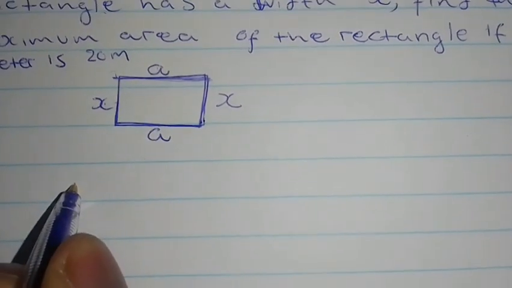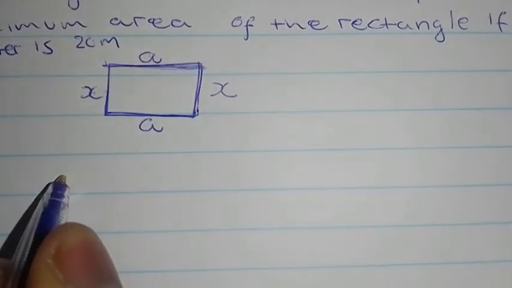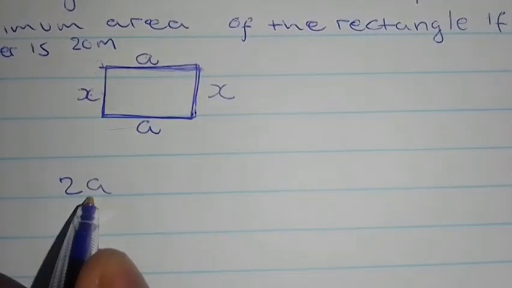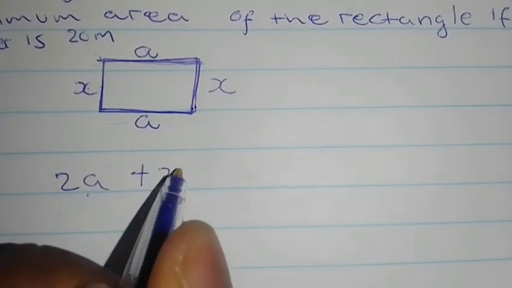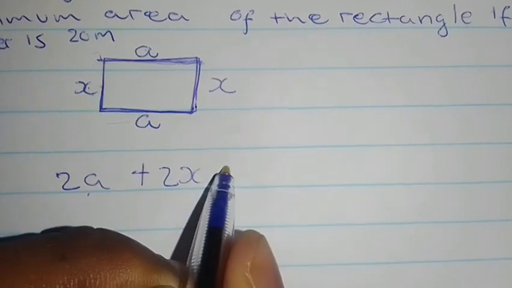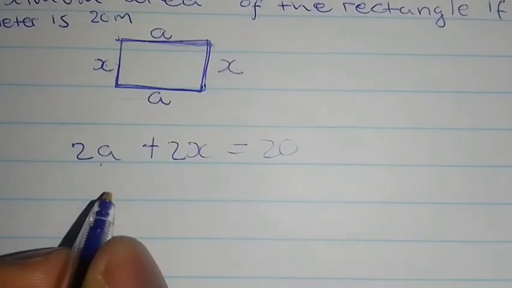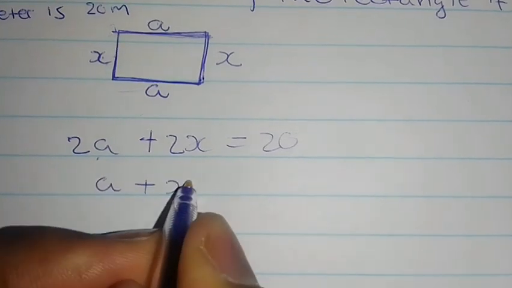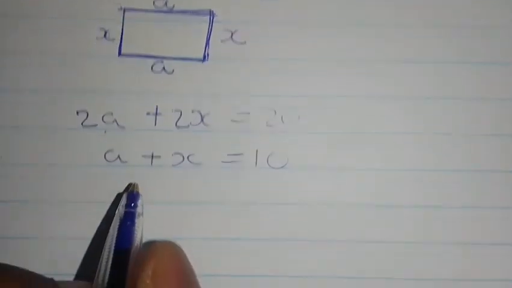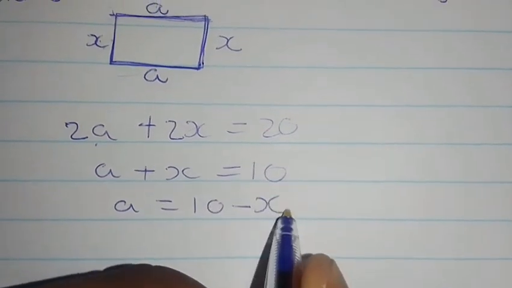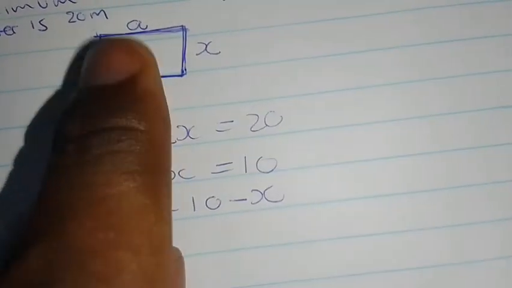So this means that when you sum up all those sides, you'll have 2a. That's because it's this side and this side, which will form 2a. Then you'll have this side and this side, which will form 2x. And that will be equal to 20. Now you're going to divide everything by 2. Then you'll have a plus x equals 10. Then that makes a equal to 10 minus x. So you have solved for the missing side of that.